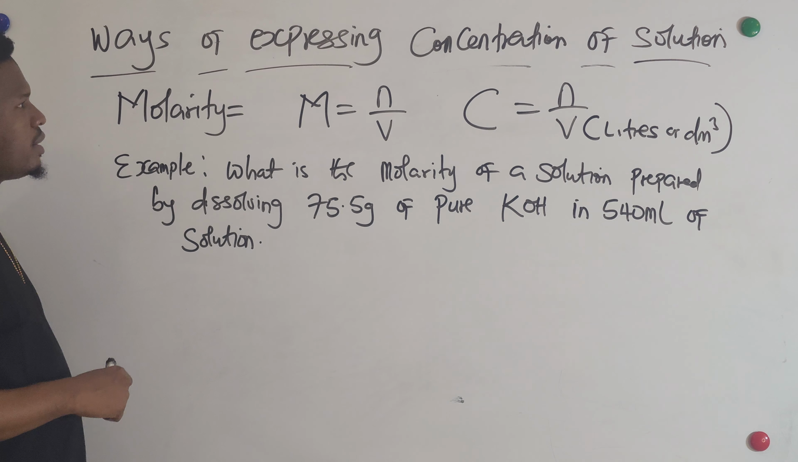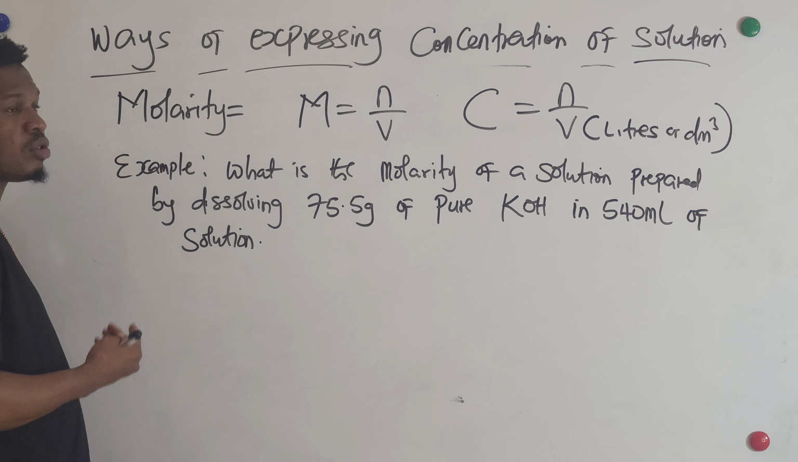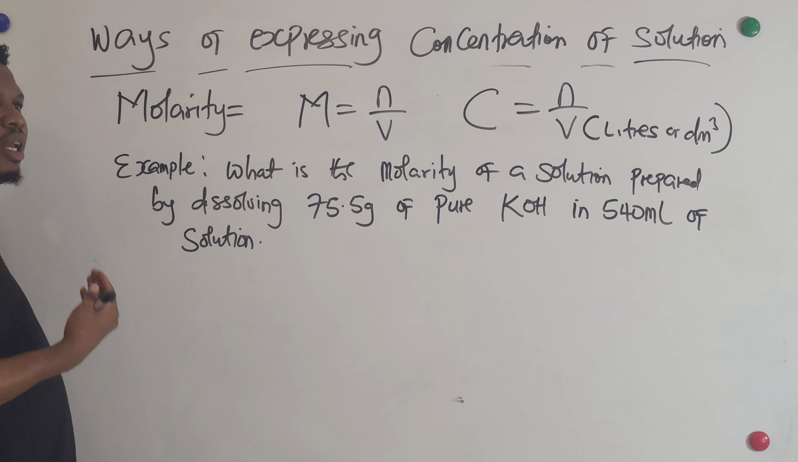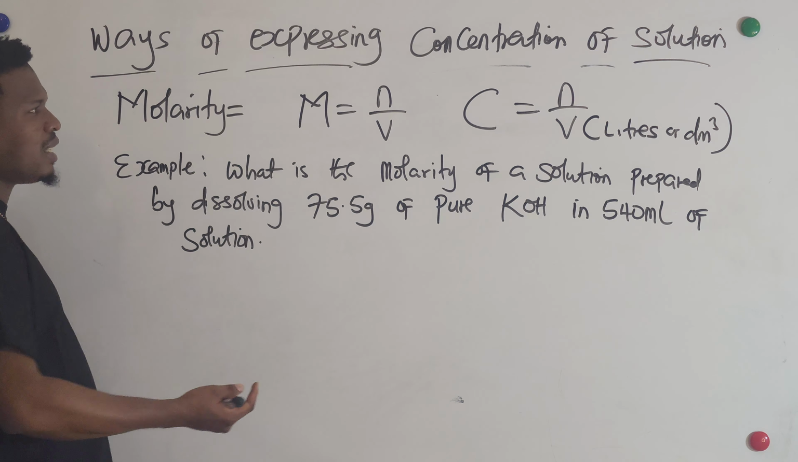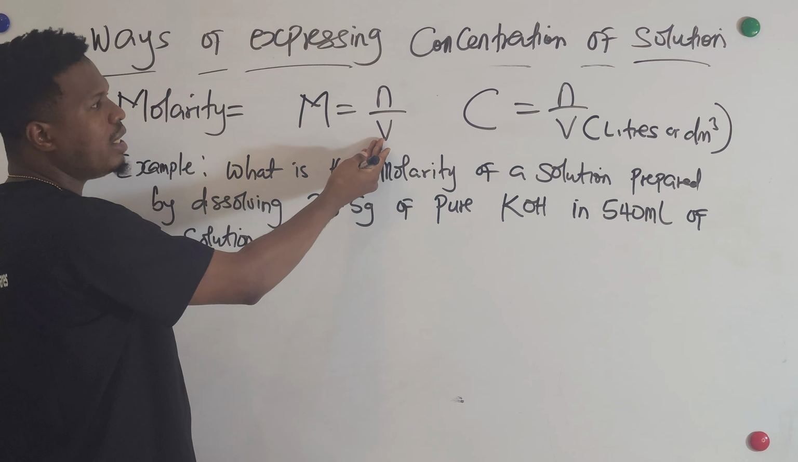Concentration is expressed by molarity. Or you can say it's concentration in mole per dm cube. Molarity is simply a concentration you express in mole per dm cube. So mathematically, molarity is number of mole divided by the volume in dm cube or liter.